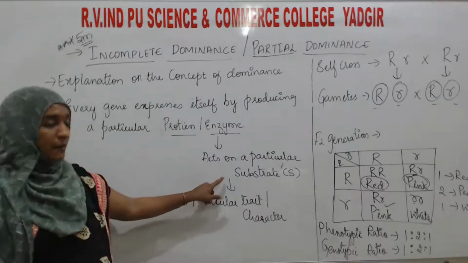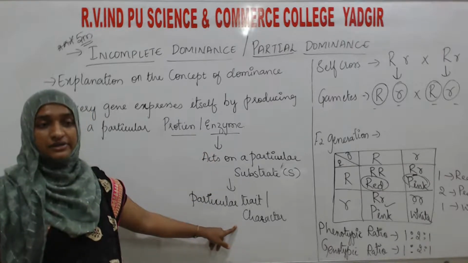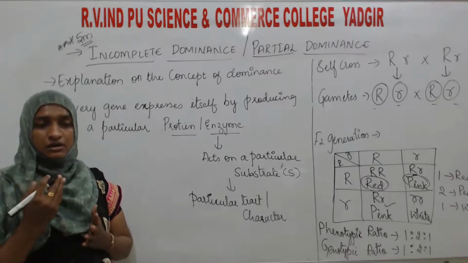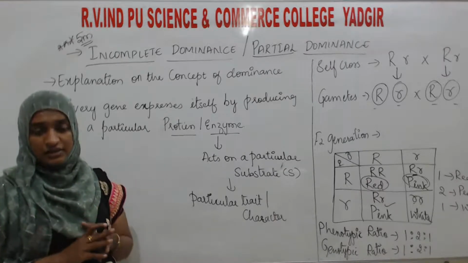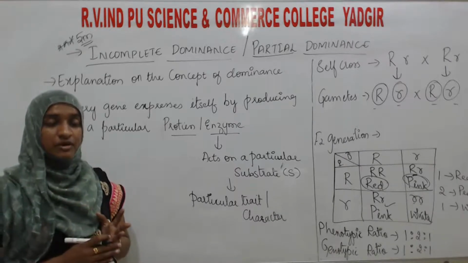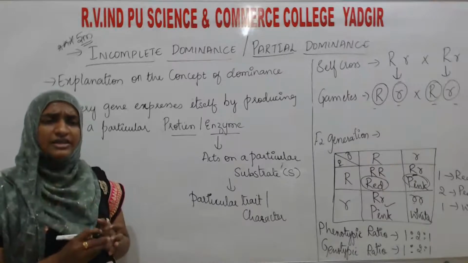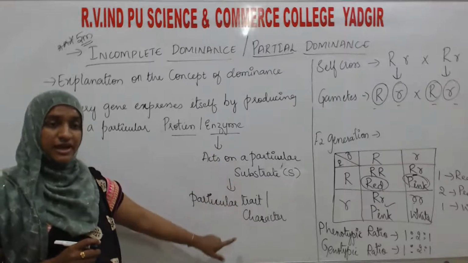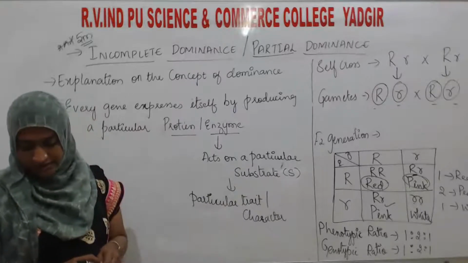This substrate will bind with the enzyme, then they both will express what? A particular trait or character. They are similar things, such as the color, height, shape of the seed. By taking only a pea plant, we can say these all are the characters. But in human beings also, whatever the character, such as the shape, height, color of the hair, type of the hair, all the characters are due to the protein or enzyme, which will bind with the substrate, and they both will express, and then they form a particular trait or character.